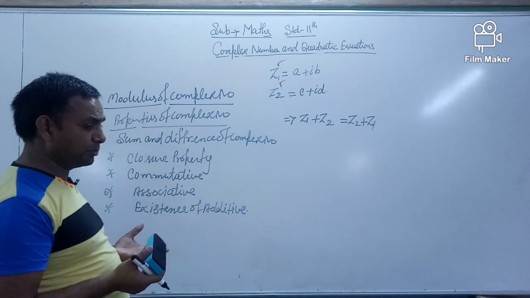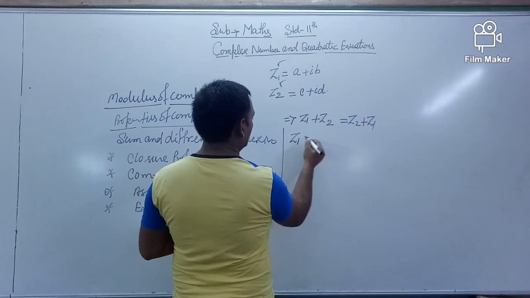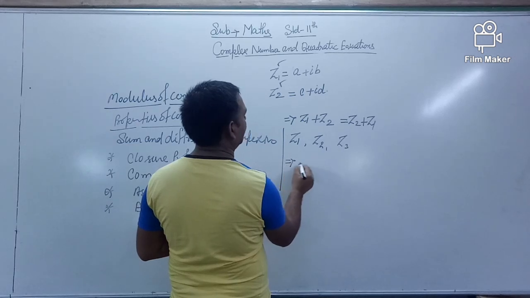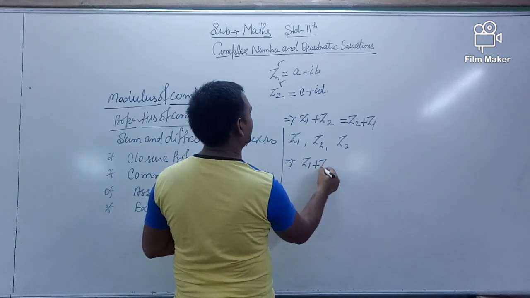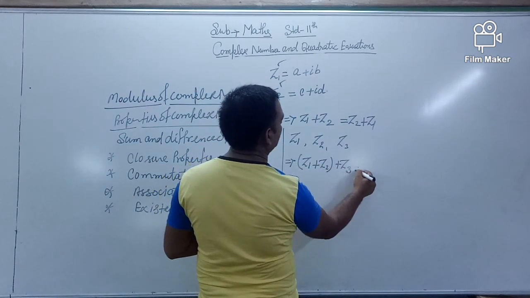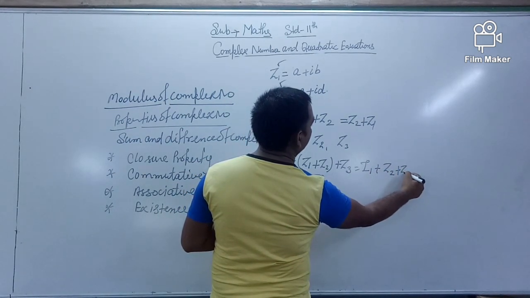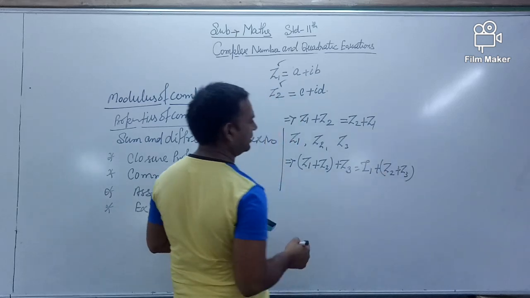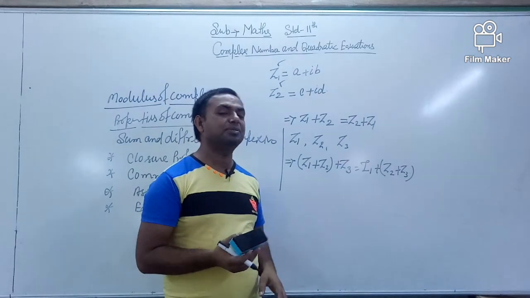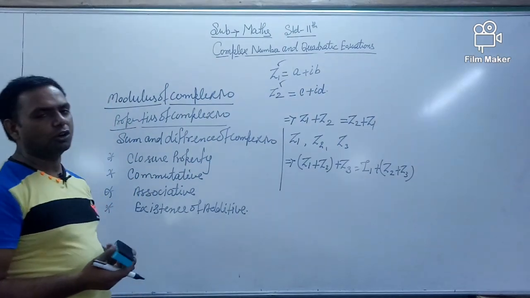The next property is the associative property. Suppose you have three complex numbers: one is Z1, second is Z2, third is Z3. Then Z1 plus Z2 in brackets plus Z3 is equal to Z1 plus Z2 plus Z3 in brackets. Here first you take the sum of Z1 and Z2, and there you first take the sum of Z2 and Z3. This is called the associative property of complex numbers.